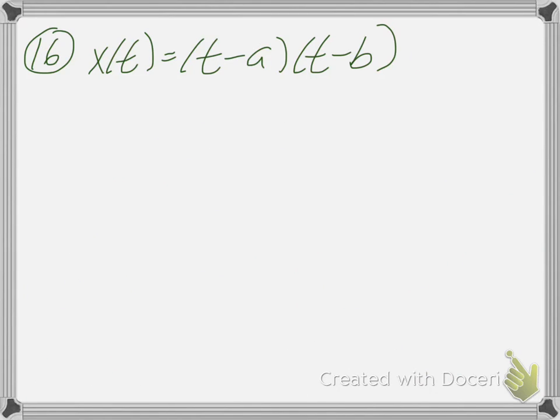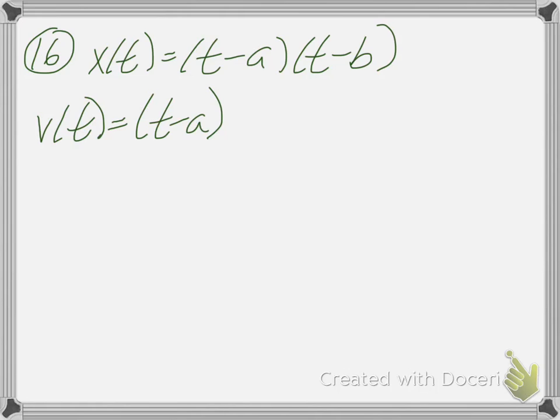Okay, this is number 16, and you were given the starting position of this particle, and you need to know when the particle is at rest. Okay, so a particle is at rest when the velocity equals 0. So we're going to need the velocity, and that's going to require a product rule. So it's the first times the derivative of the second.